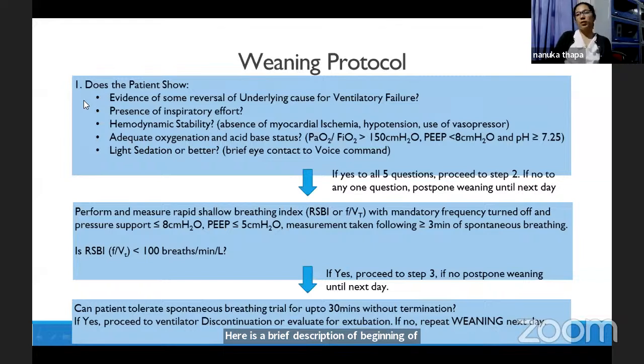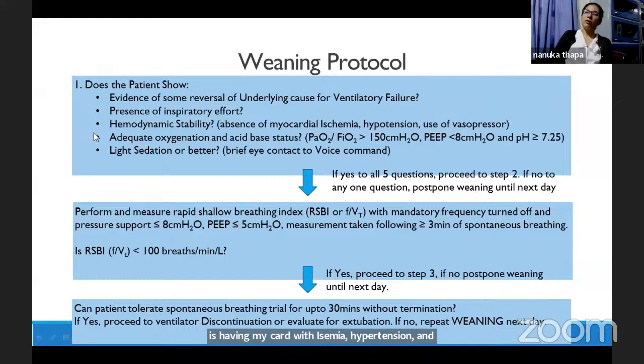Before you decide to wean a patient, we need to ask the following questions. First, has the underlying cause been treated? Second, does the patient have an inspiratory effort? Is the patient trying to breathe? Third, is the patient hemodynamically stable? If the patient is having myocardial ischemia, hypotension, and has need of vasopressors, these are relative contraindications for weaning.